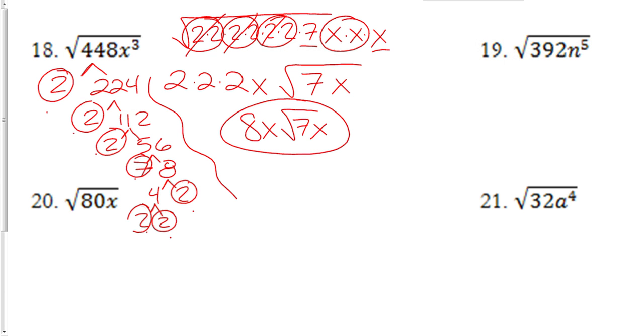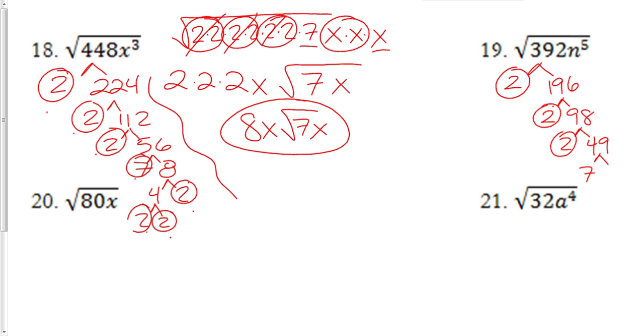Number 19, 392. We'll start simple again. Divide it by 2 leaves us with 2 and 196. 196 divided by 2 gives us 2 and 98. That gives us 2 and 49. 49 is 7 and 7.